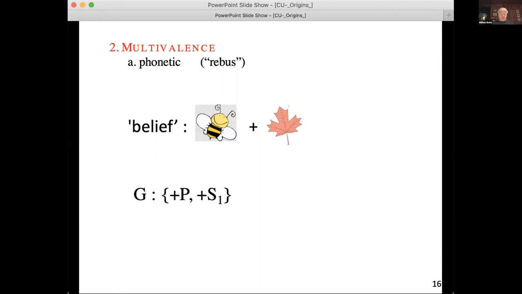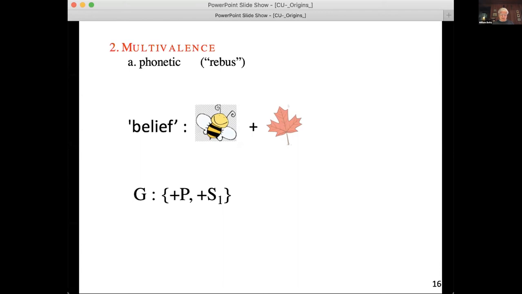Specifically, graphs can be exploited in two ways to further the versatility of the embryonic writing system. The first is what is commonly called the rebus method of writing. This is familiar to everyone from children's books. This is what I put on the slide here. The simple operative principle is that based on its pronunciation, a graph can be used to write a homophonous or nearly homophonous word that has no semantic link to the word originally written with the graph in question.